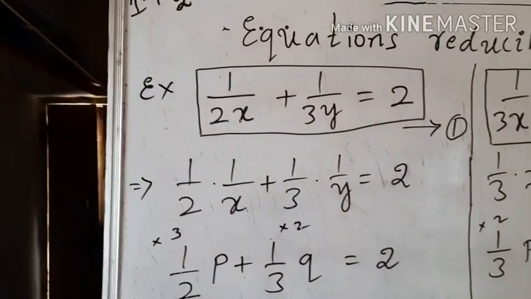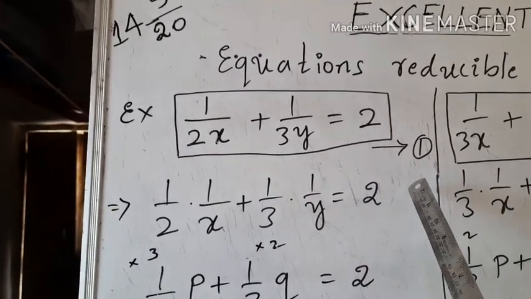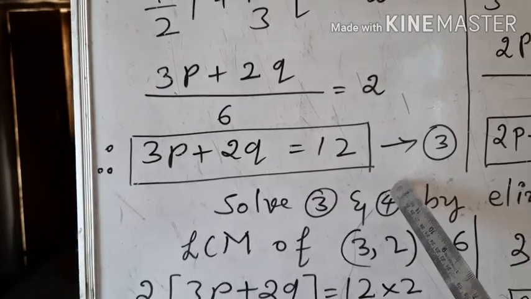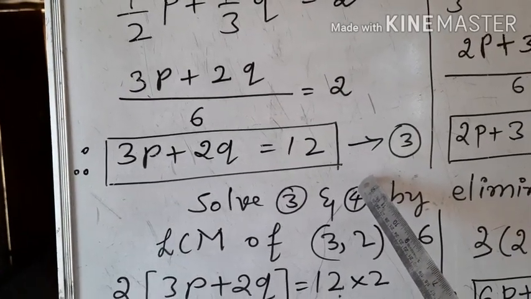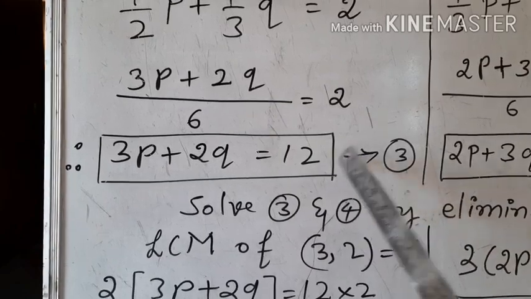This is how the equation 1 by 2x plus 1 by 3y is equal to 2 was reduced to 3p plus 2q is equal to 12, which is a linear equation in terms of p and q. I call this equation 3.